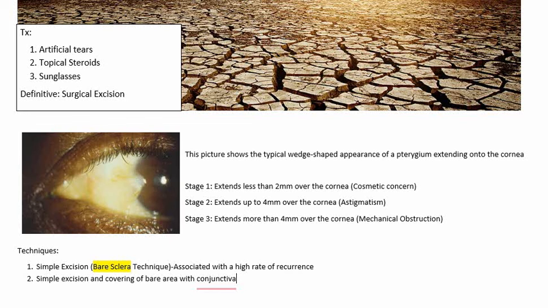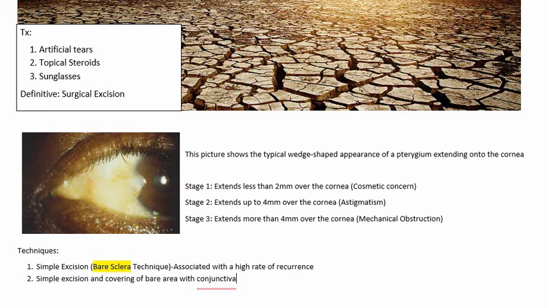The first technique is known as simple excision, जिसमें आप सिर्फ pterygium को remove करते हैं. It is also known as the bare sclera technique. Why? Because after removing the pterygium, the bare sclera is left as it is. The problem with this technique is that it is accompanied by an extremely high rate of recurrence. Pterygium फिर से बन जाता है, and the second time around it tends to be more problematic.